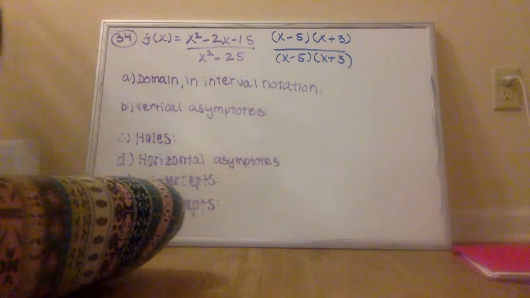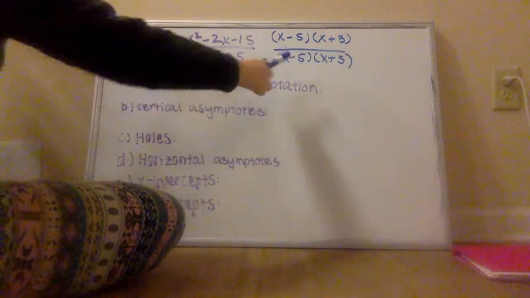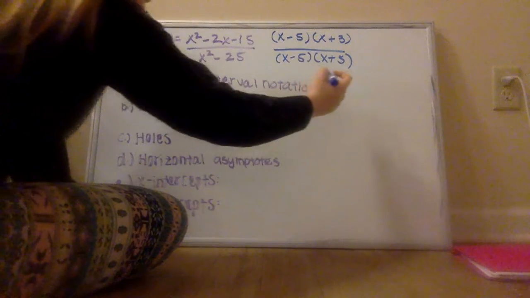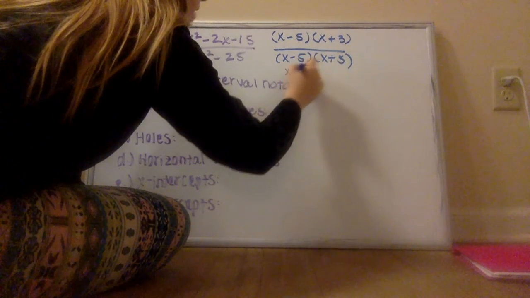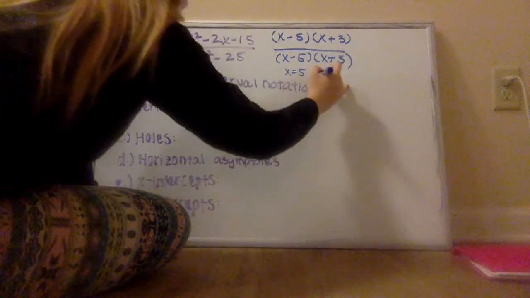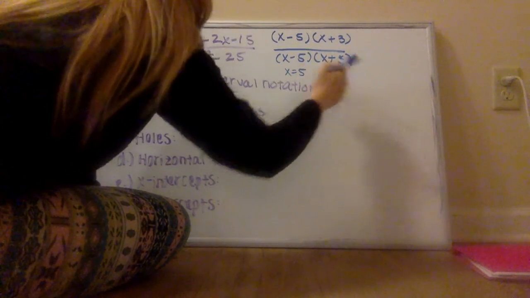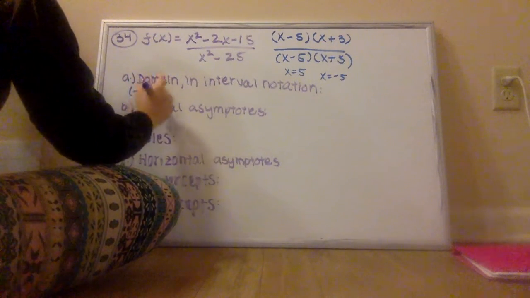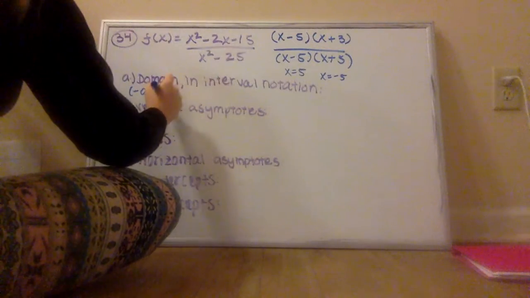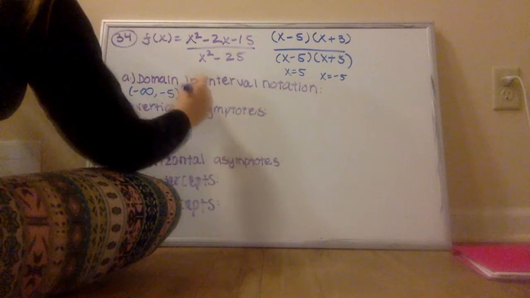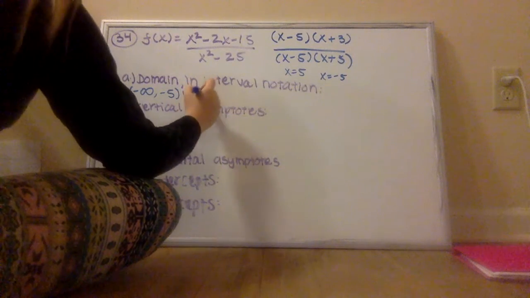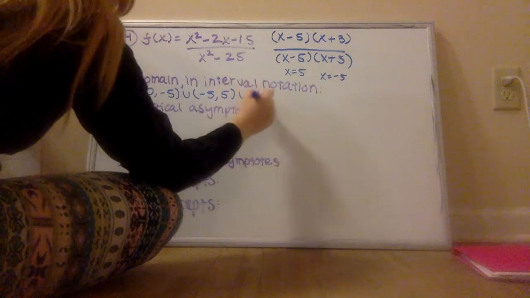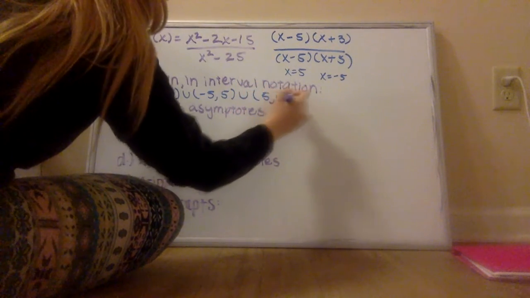Okay, so first things first, we can write out our domain, because we have our difference of squares that we factored out here. We know that x minus 5 set equal to 0 gives us x equals 5, and x plus 5 set equal to 0 gives us x equal to negative 5, which both come from here. So for our domain, we'll start at negative infinity and go up to negative 5, then a union, then negative 5 to 5, another union, and then 5 to infinity.